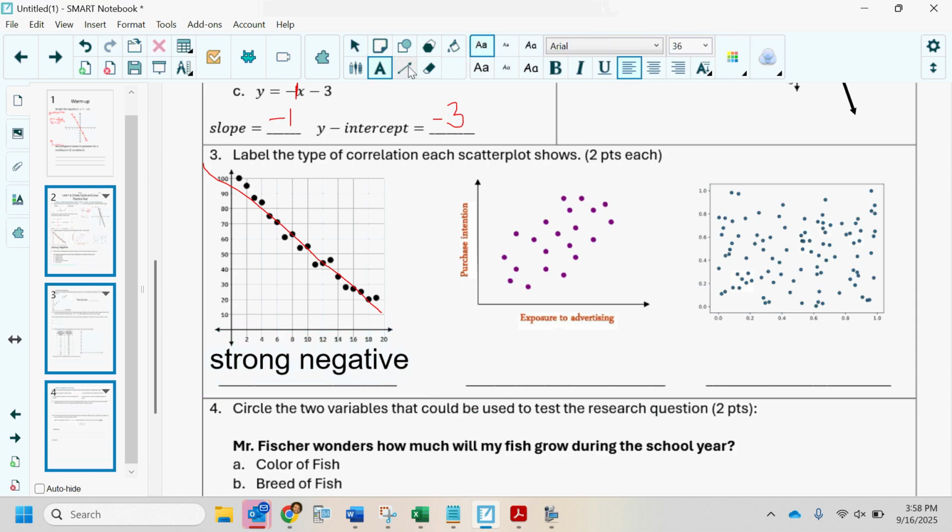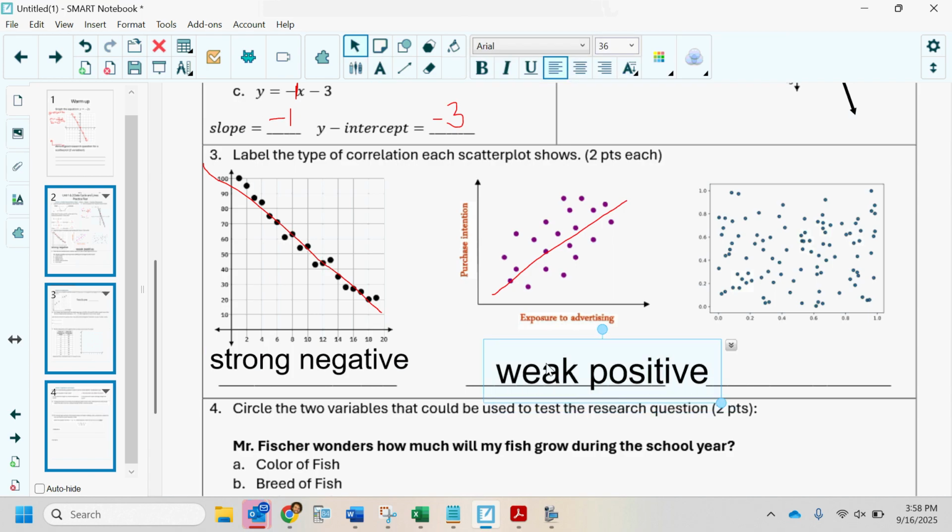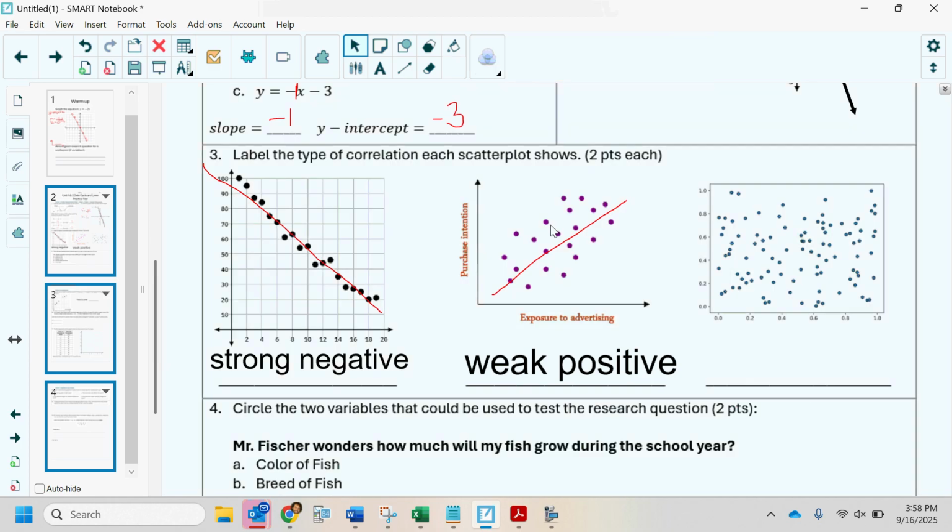This one, right, we can draw a line. And so see how it's not very close to this line? So we have a weak positive correlation. It's weak because, see, the dots aren't close to the line, whereas this one is really close to the line.